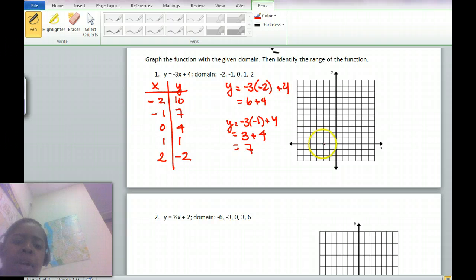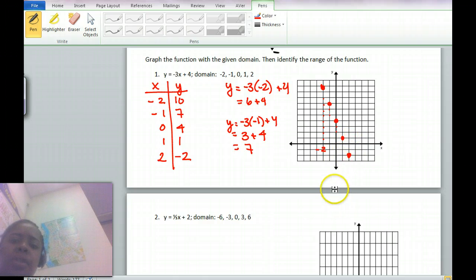So then you're going to graph each of these points. -2, and then you have to go up 1, 2, 3, 4, 5, 6, 7, 8, 9, 10. Your next one is at -1, and then it goes up 1, 2, 3, 4, 5, 6, 7. And then you have 0, 4. And then you have 1, 1, and 2, -2.